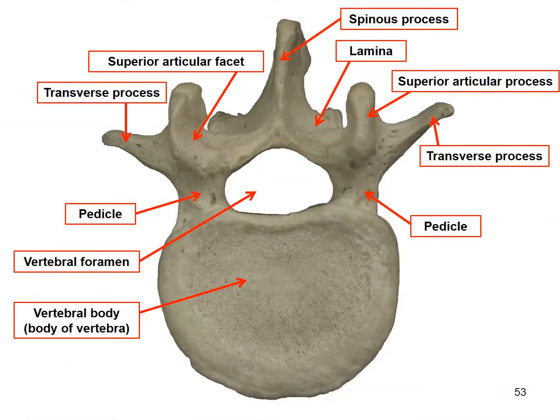Now, on the smooth side of the process, the actual piece that actually articulates or touches up against another bone, we have a very specific name for this area, and it's called the superior articular facet. So the facets would be on the inside, and that's what articulates with the other bones, and then the outside over here is the actual process. And so to be technical, it would be the superior articular facet of the superior articular process.